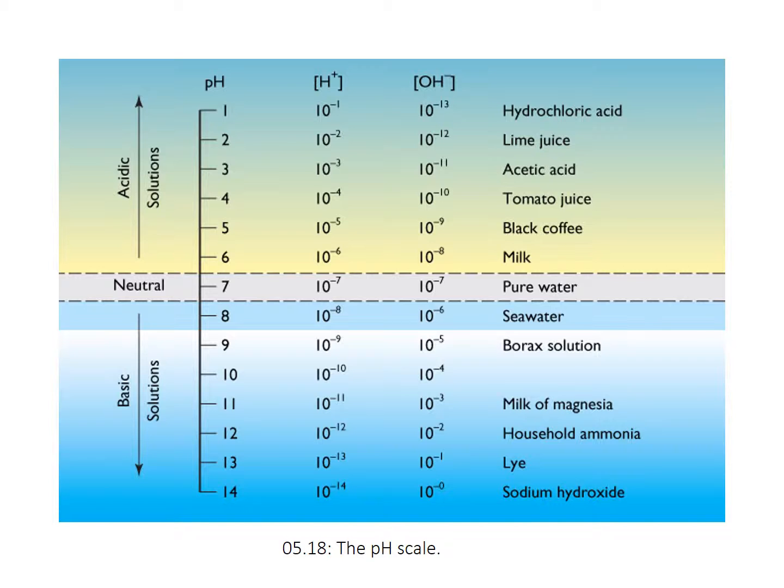Okay, and that's just a reminder of what pH is. pH is the negative log of the concentration of hydrogen ions. That's not actually the true definition of pH, but that will do for now. Okay, and the ocean is slightly basic, so it's got a pH of about 8.1, 8.2.